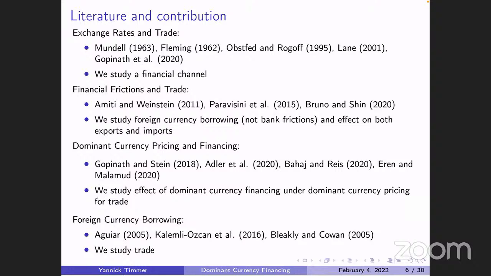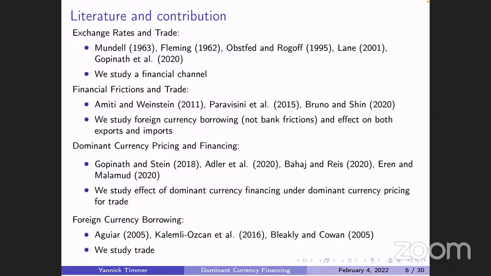There are some papers that study financial frictions and trade, but compared to these papers, which mainly look at bank credit supply shocks, we study foreign currency borrowing of the firm and not bank frictions. We actually hold bank frictions constant to some extent, and we study how this foreign currency borrowing affects exports and imports. We also contribute to the literature on dominant currency pricing and financing.